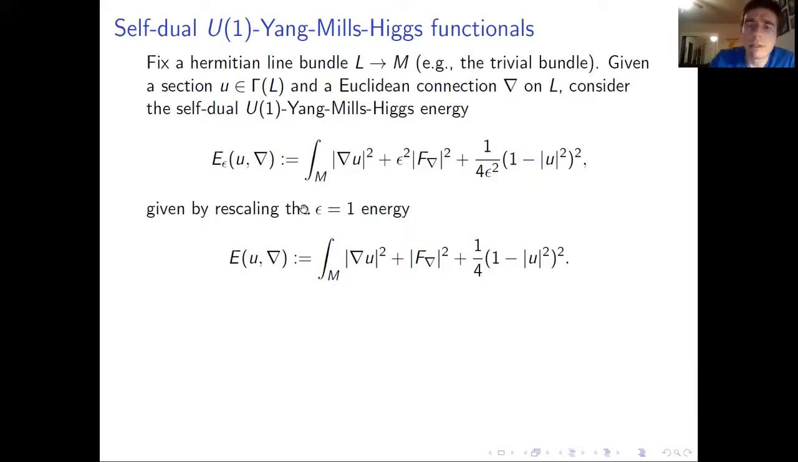Okay, and this is equivalent up to rescaling to the epsilon equals 1 energy, where we're just taking the norm of nabla u squared plus curvature squared plus this potential squared found in the epsilons.